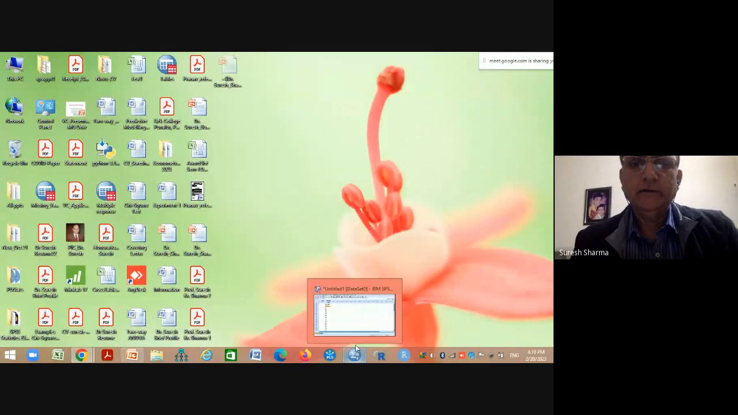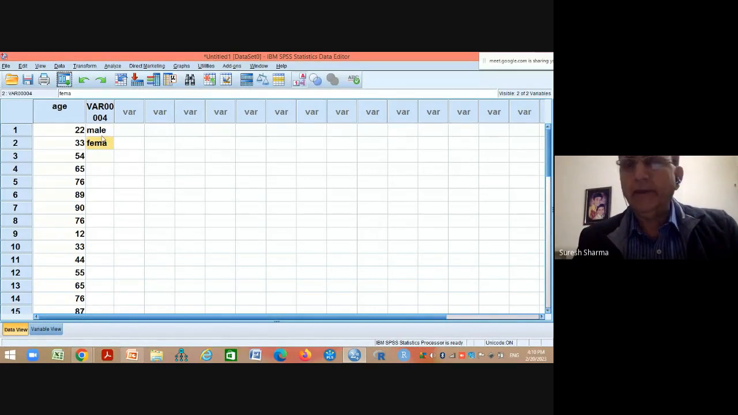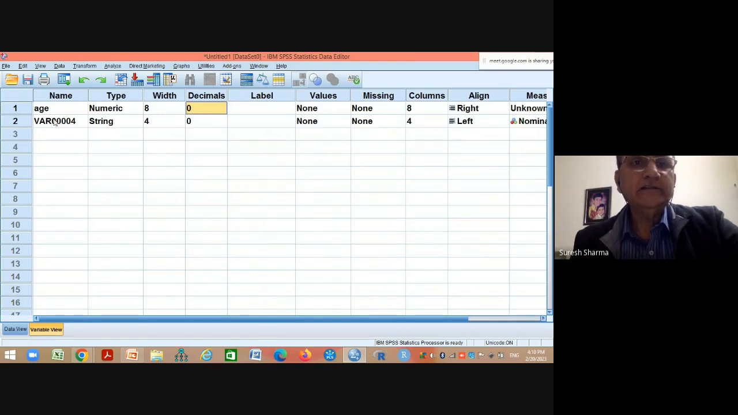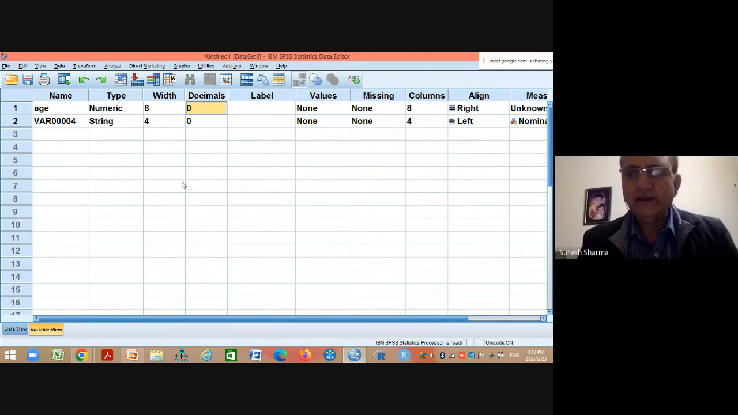Okay, so we were here, if you remember. I was explaining to you that if you start with a male, it is taking male, but it is not taking female. You see, I'm unable to enter. Why? The reason is here. Go to the variable view, and now what is the width of a string? What is the width of a numeric variable? Eight. What is the width of a string variable? Four. That's why male is having four letters, but female is having six letters. That's why it is not taking.